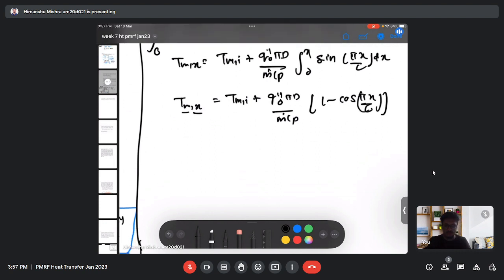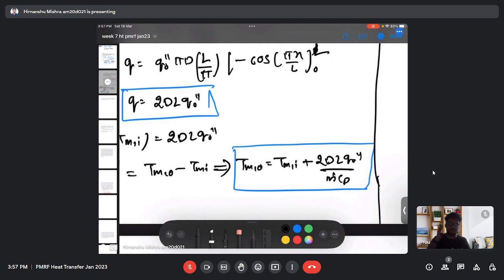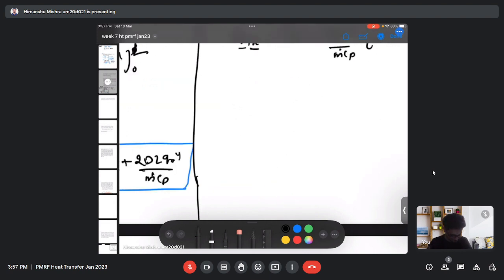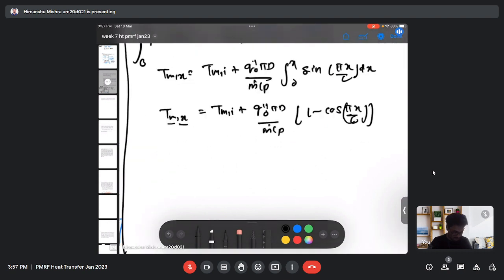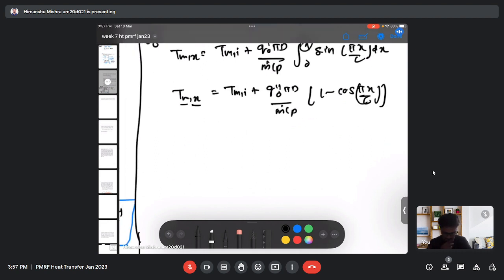So this is my mean temperature at X location, and this is my mean temperature at the end of the pipe at X equals L. So here I just change the integration limit to X, that's it. And I have done the same thing.